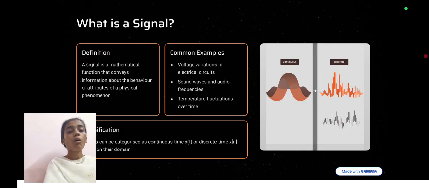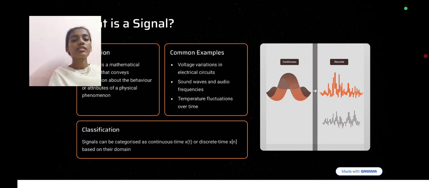Definition. What is the definition of a signal? A signal is a mathematical function that conveys information about the behavior or attributes of a physical phenomenon. Common examples of signals are voltage variations in electrical circuits, sound waves and audio frequencies, and temperature fluctuations over time.